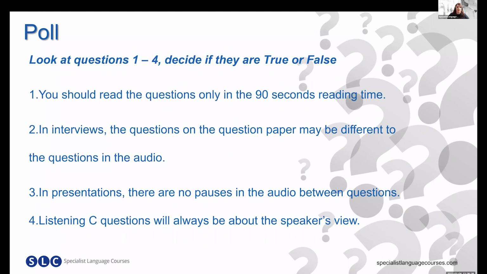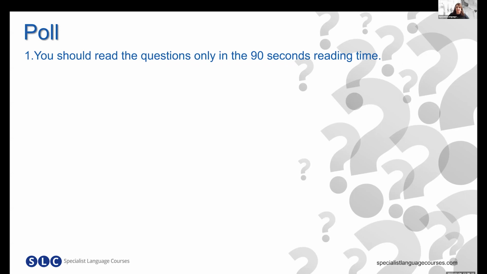All right, so question number 1 is a question about your test strategy. Remember that for listening C, you've got questions and options. We recommend that you should try to read the questions and the options A, B, and C. If you only read the questions and not the options, then it will be more difficult for you to follow the talk and answer those questions. So make sure you read the questions and the options.